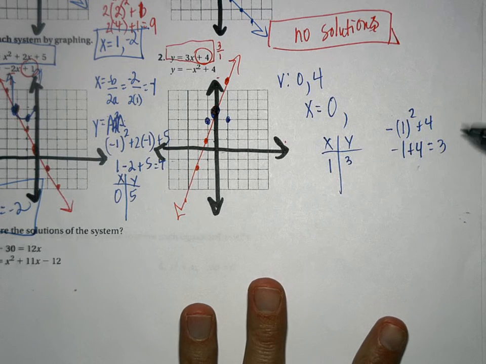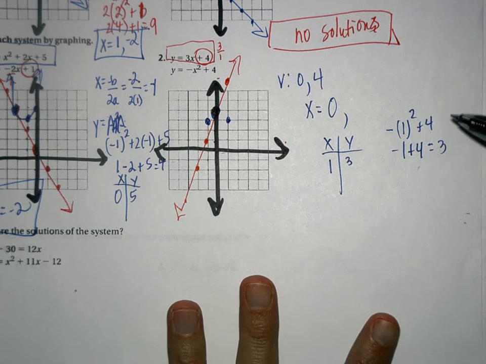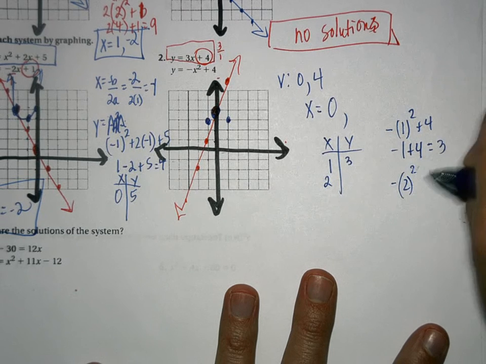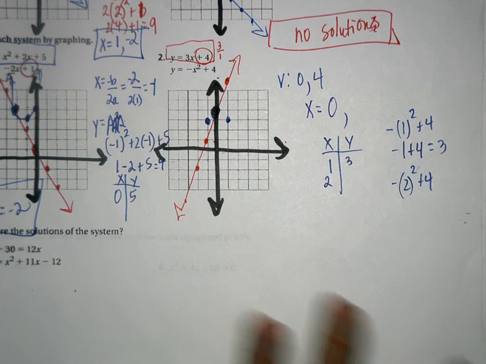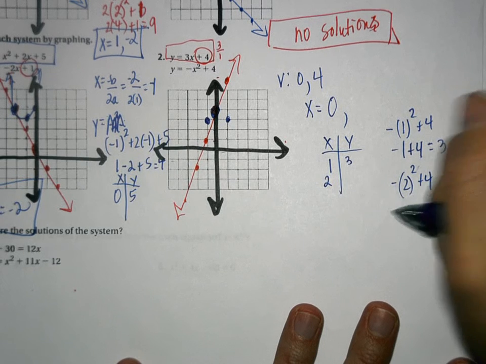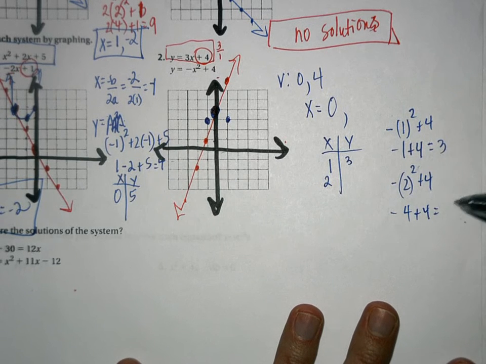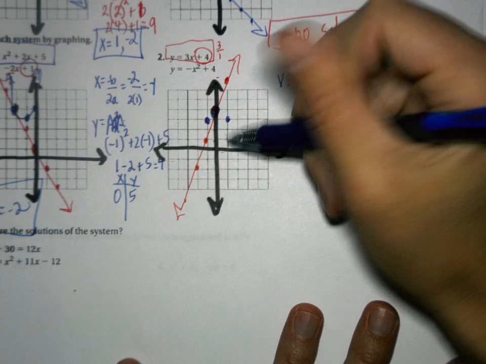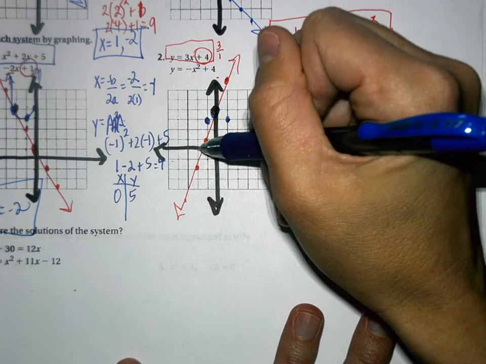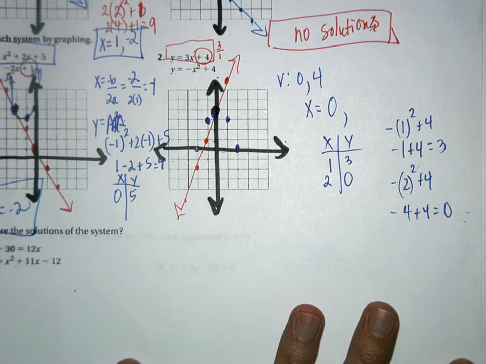So should we try 2 now? Yeah. Okay. So when we plug in 2, we get negative, and then I have 2 squared plus 4. 2 squared is what? 4. So I get negative 4 plus 4, which makes 0. So at 2, we are at 0. So over here at 2, we are at 0. Still didn't touch.